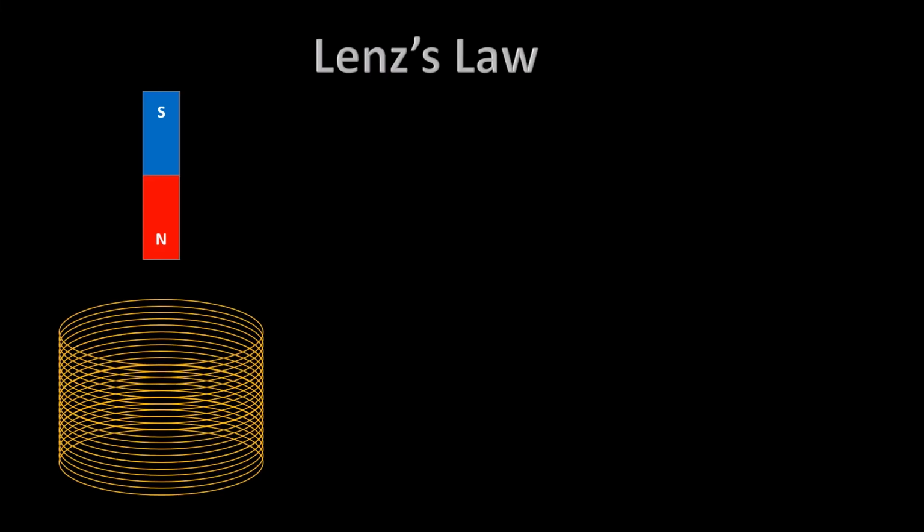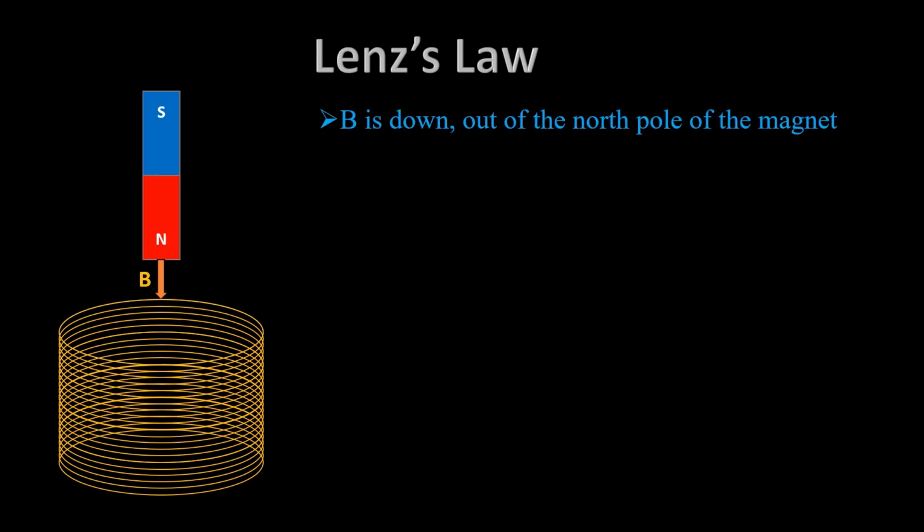So this was the setup. I have the north pole facing down going into the solenoid, and that means the magnetic field was facing down because the magnetic field comes out of north. And then since the magnetic field through the loops is going down, that means that the flux is also down through the loops.